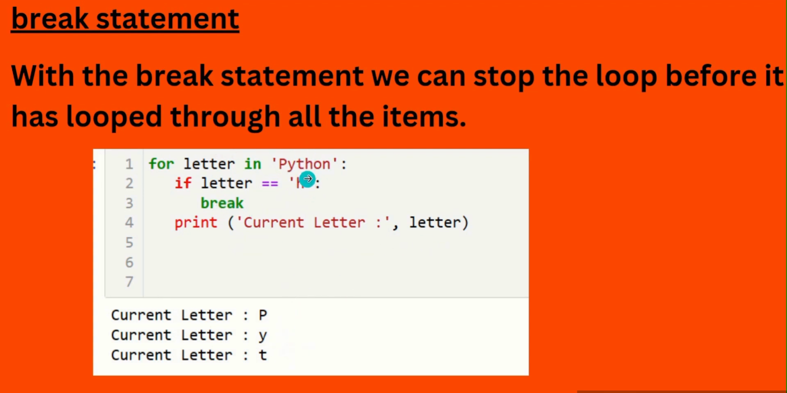Now, my fourth iteration, correct? So, h equal to h. True, this condition is satisfied. It breaks and comes out of the loop. Break statement is used for stopping the loop before it has looped through all the characters in a string in this example.